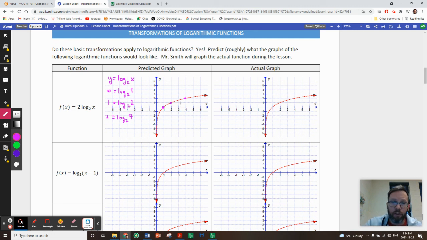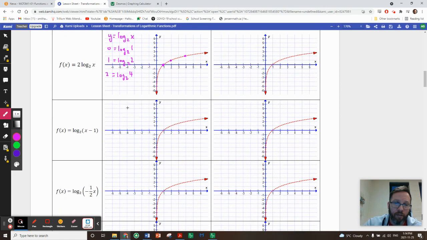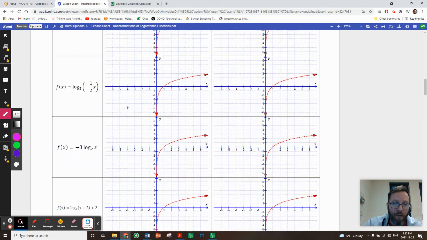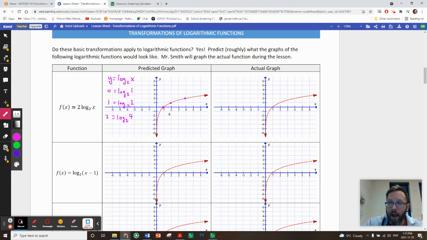What I've asked you guys to do is just to predict what the new graph will look like. It doesn't have to be perfect. We can see this graph has an x-intercept at (1, 0) and a vertical asymptote at x equals 0. What's the new graph going to look like? I've asked you guys to make a prediction for 5 of these, and then I'll come along afterwards and do the actual graph. So if you want to pause the video and take some time, make some predictions, you can unpause when you're ready, and we'll have a look at what these look like.